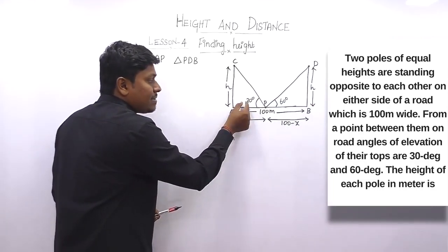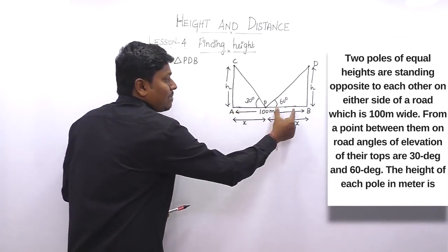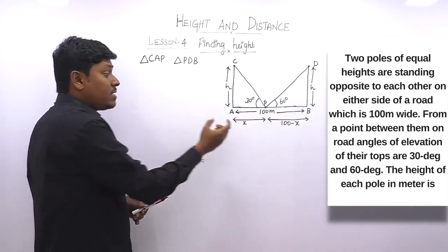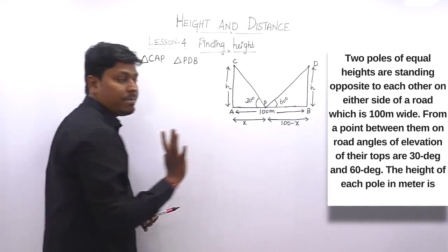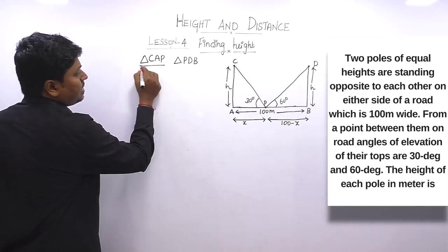If AP is 10 meters, then the remaining distance will be 90. If this is 20, this will be 80. So for that logic, if AP is X, then PB will be 100 minus X. So now let me take triangle CAP, the first triangle.